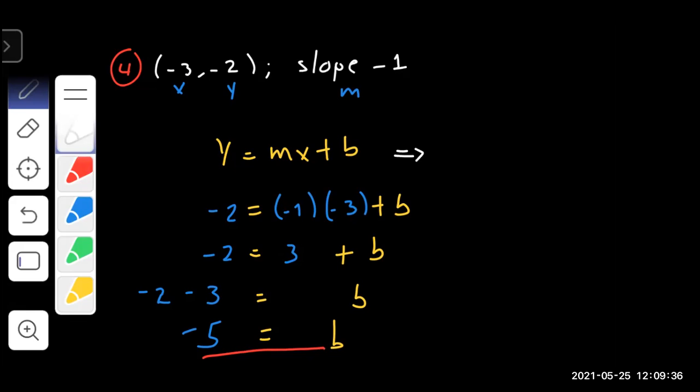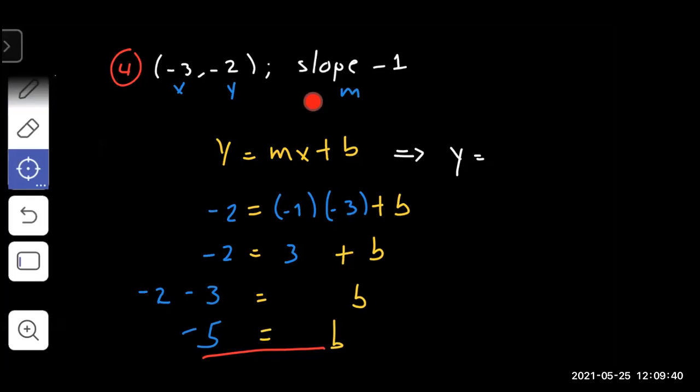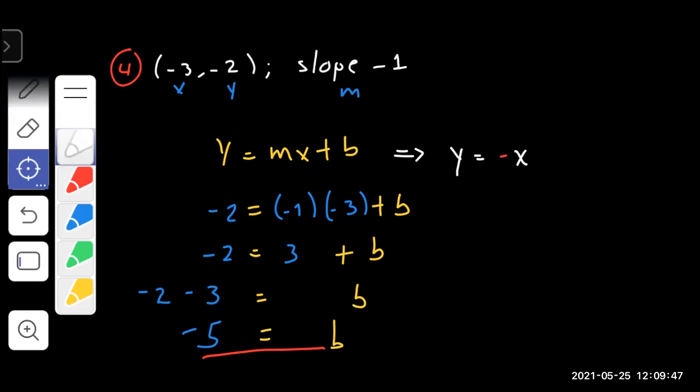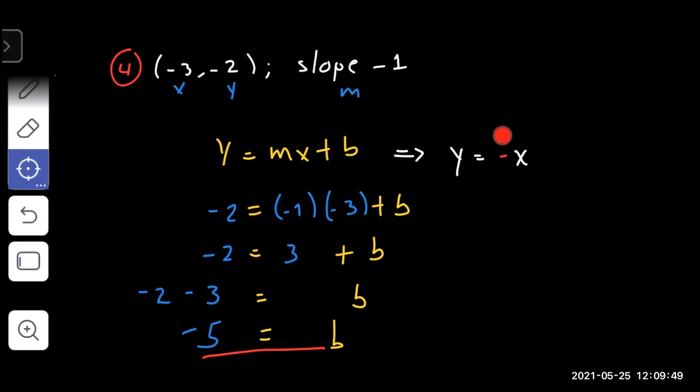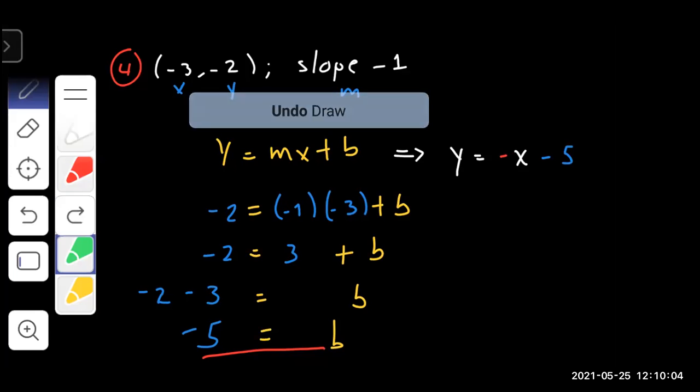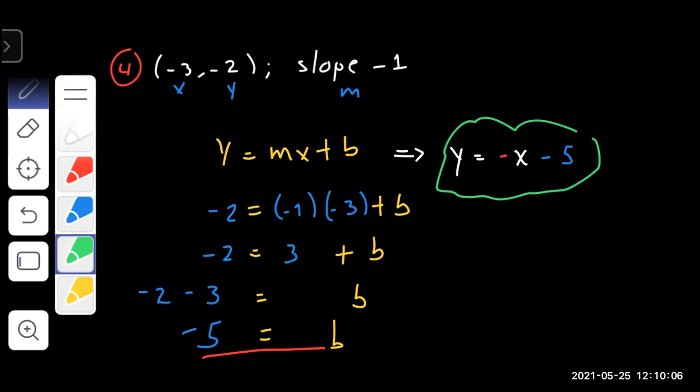Then, therefore, I can substitute. y equals m, which is negative 1. If you want to look fancy, you don't need to put the 1. You only put the negative, because we know there is a 1 there. And then b is negative 5, the value we just found. If you want to put the negative 1 here, that's okay, but if you leave it like this, it looks way better.